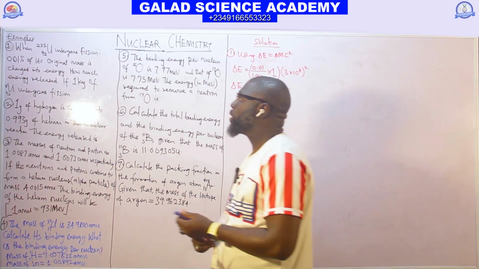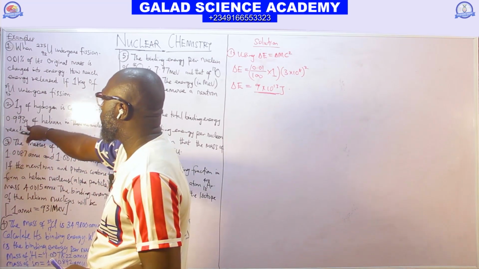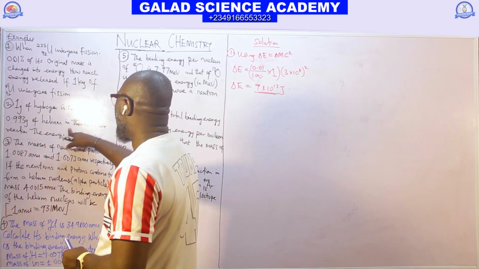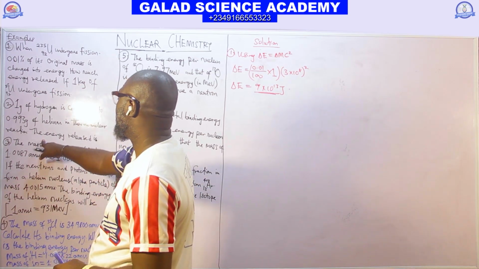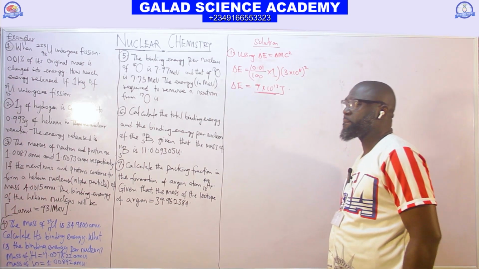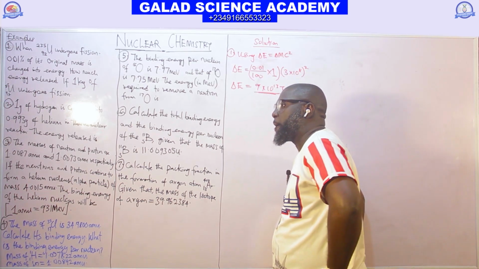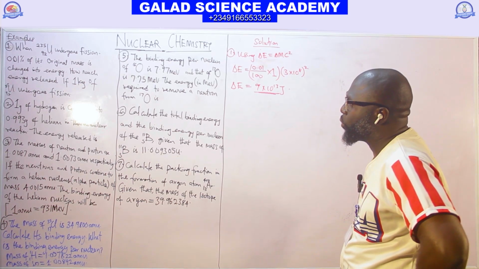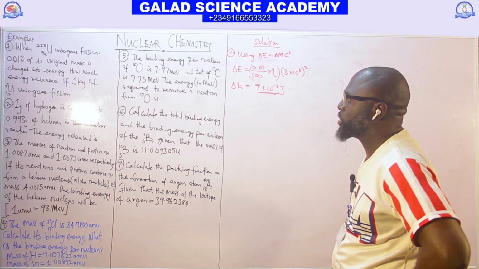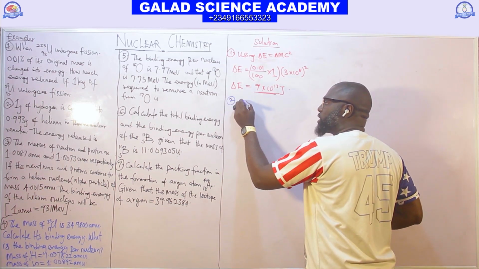For question number 2, we are given that 1 kg of hydrogen is converted to 0.993 gram of helium in a thermonuclear reaction. The energy released there is also the binding energy. So first of all, you calculate the change in mass, the mass defect.